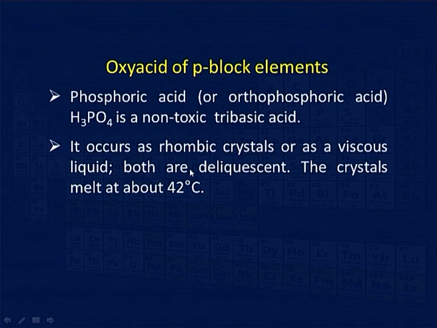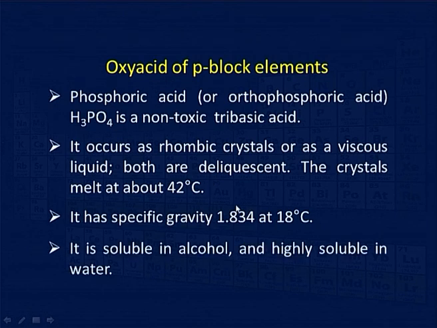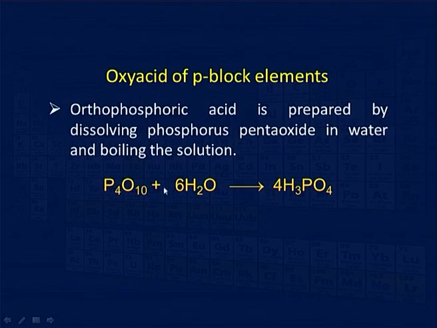Both are deliquescent. The crystals melt at 42 degrees centigrade. This phosphoric acid has a specific gravity 1.834 at 18 degrees centigrade. This phosphoric acid is soluble in alcohol and highly soluble in water. Orthophosphoric acid is prepared by dissolving phosphorus pentoxide P2O5 in water and boiling the solution. This phosphorus pentoxide, this P4O10, is going to convert into the phosphoric acid after boiling.